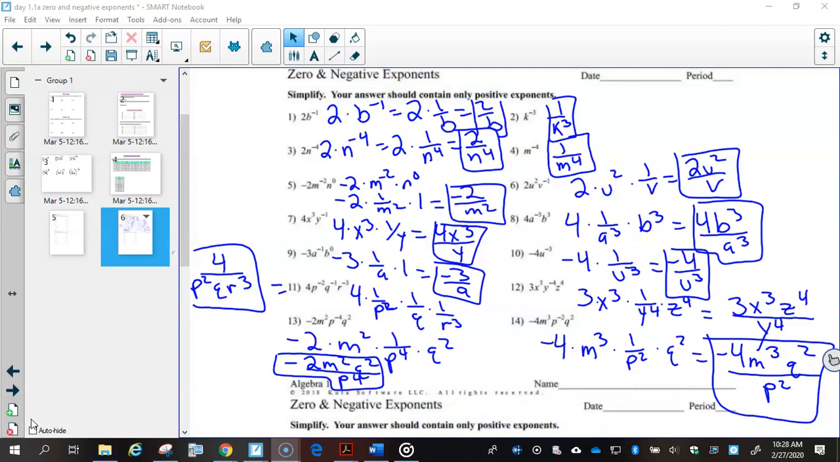9 was negative 3 over a. 10 was negative 4 over u to the third. 11 was 4 over p squared times q times r to the third. 12 was, I didn't box that one, 3x to the third, z to the fourth over y to the fourth. 13 was negative 2m squared times q squared all over p to the fourth. And 14 was negative 4m to the third q squared all over p squared.